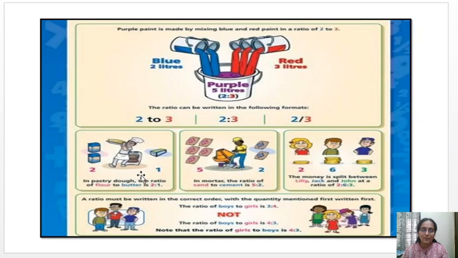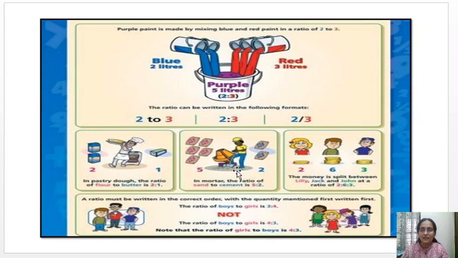Now, when you are preparing your favorite pastry, you need 200 grams of flour, then 100 grams of butter to mix. If you mix in this ratio, then only you can prepare your pastry.